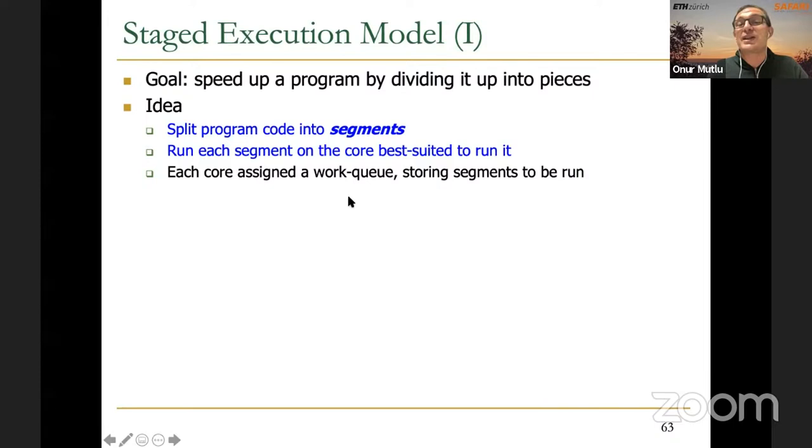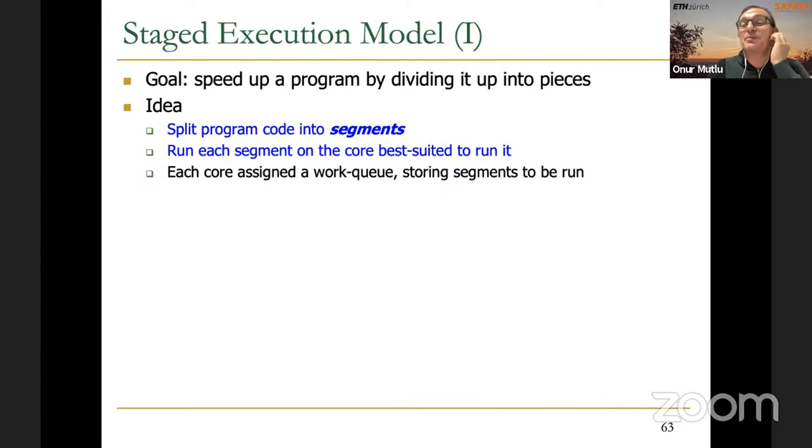And each core can be assigned a work queue storing the segments that are supposed to be executed on that core. And again, I'm using the term core here very generally. You can think of this as a computation unit. It could be different types of cores, large core, small core. It could be, again, potentially FPGA. The segment could be a data flow graph, and that data flow graph could be executed on a configurable engine, which is called the core in this particular case. It could be the GPU. It could be some sort of accelerator. So it depends on the size of the segment and where it's programmed to be run on, essentially, right?